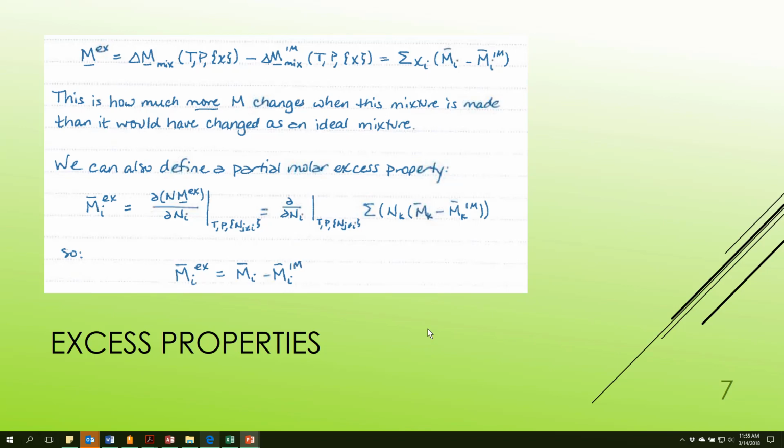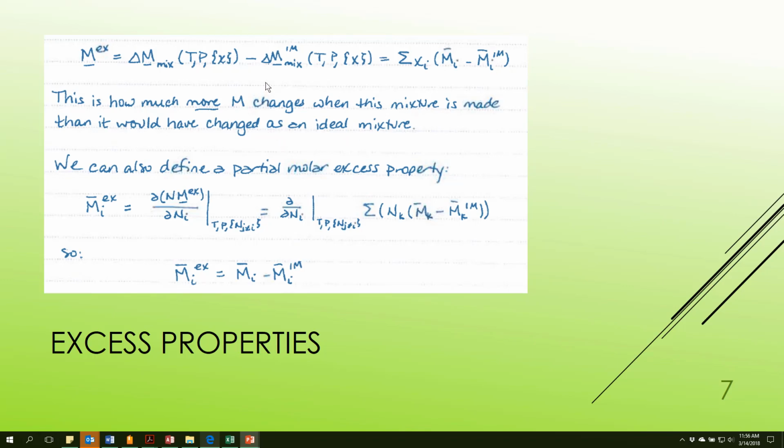Next, we want to look at excess properties. Now, excess properties are a little bit weird. They seem like they ought to be those mixing properties, but this is a measure of the change from an ideal mixture to the real mixture. If I looked at the change of mixing, how much more is it than I expected it to be? So the definition formally is that the excess M is delta M of mixing for the actual mixture minus delta M of mixing for the ideal mixture. Or a simpler form is this here.